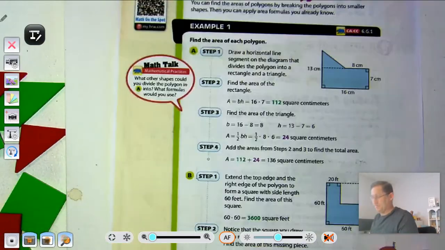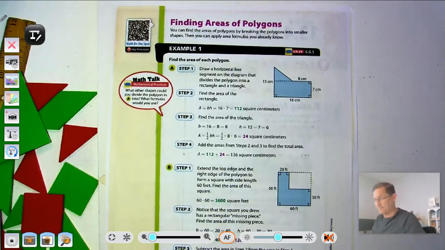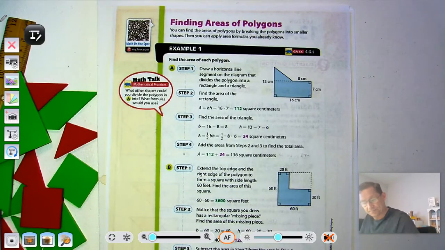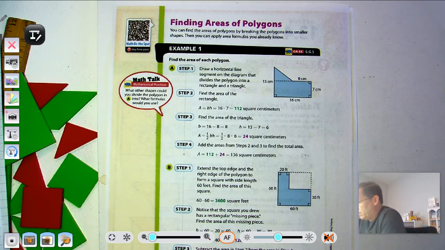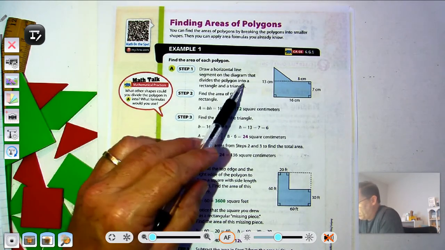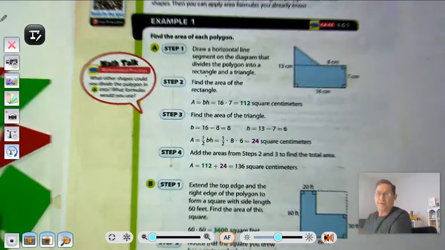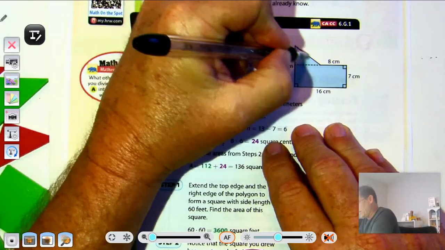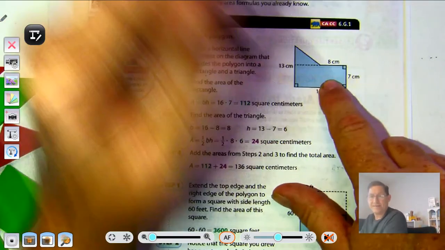All right, so let's keep that idea in mind of using smaller shapes as we work on these. You can find the areas of polygons by breaking the polygons into smaller shapes, then apply the formulas we already know. So for instance, draw a horizontal line segment on the diagram that divides the polygon into a rectangle and a triangle. We see the triangle here, and we know the area formula for that, and we know how to find the area of a rectangle.